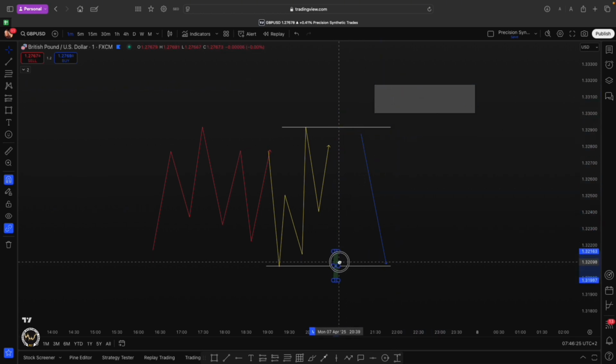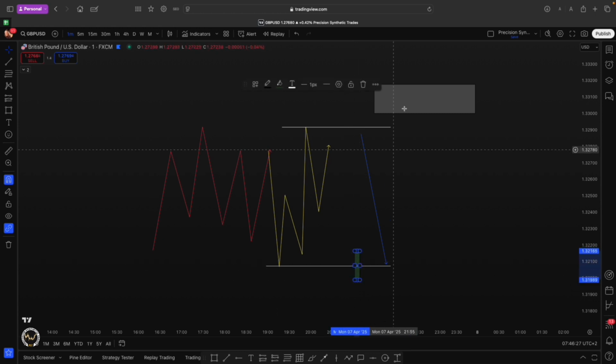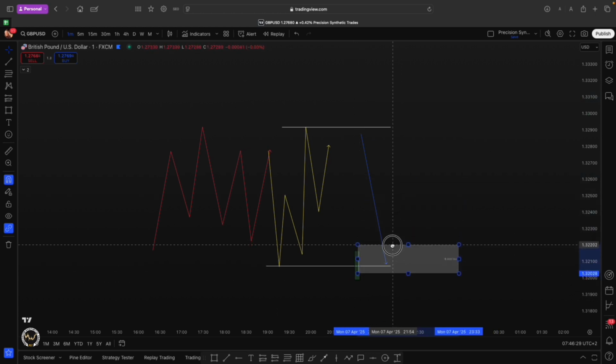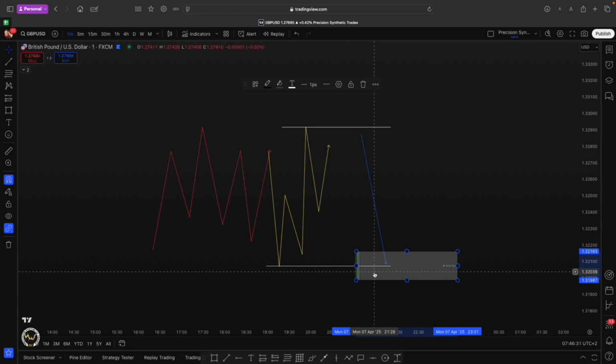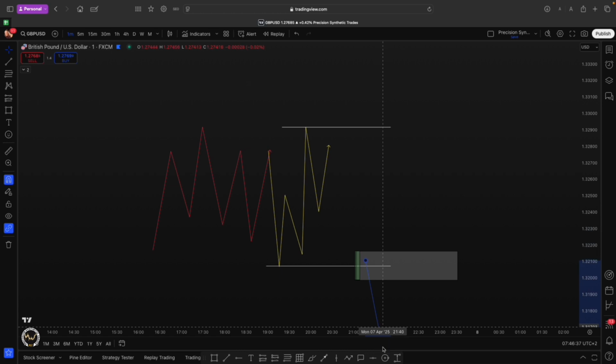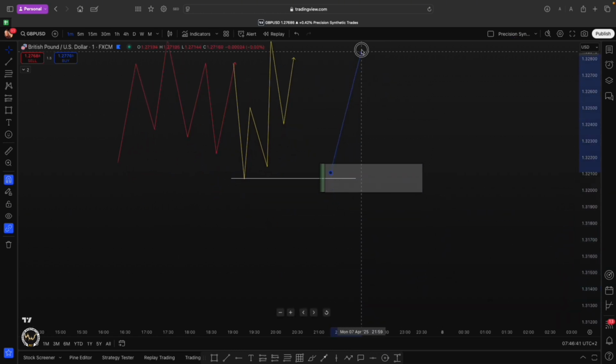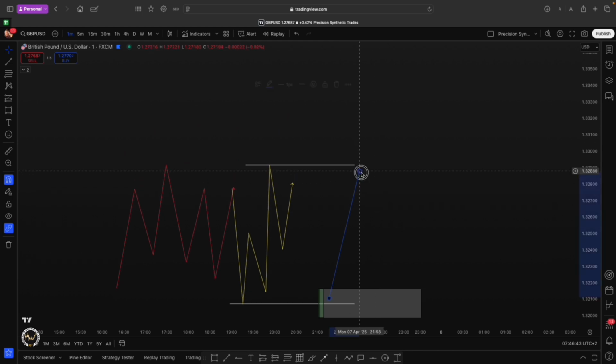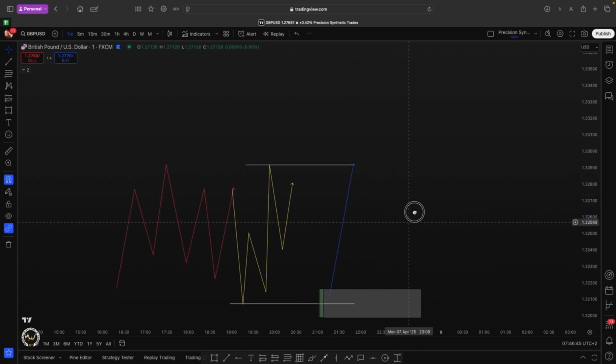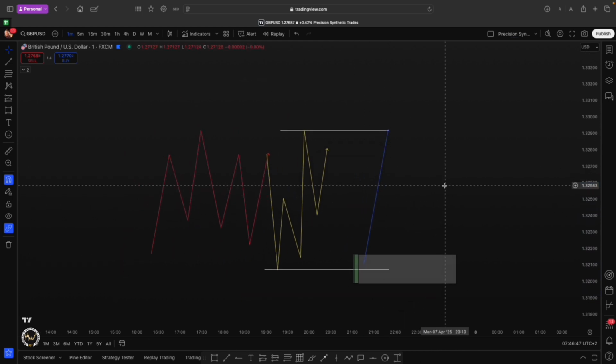We are going to wait for a candle to break at the bottom, and then we're going to wait again for price to break through this level here, and then we are just going to target the top of the ORB. We're just going to target the top level of the ORB. So let's jump straight to the charts and see how it looks.